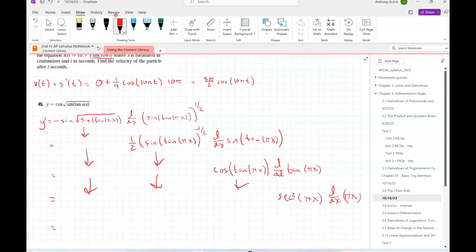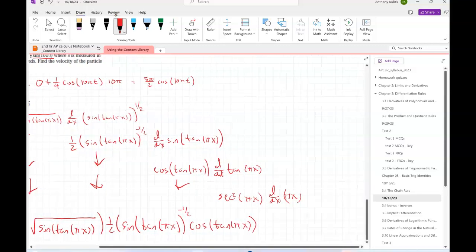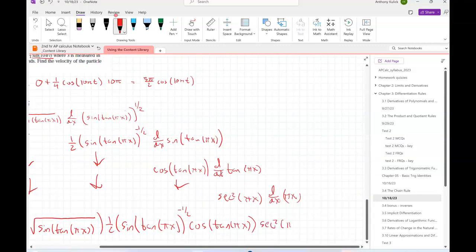And now we're at the final step. So we have negative sine of square root of sine of tan of pi x, and then we have 1/2 sine of tan pi x to the negative 1/2. We have cosine of tan pi x, and then we have secant squared of pi x, and then just the pi.